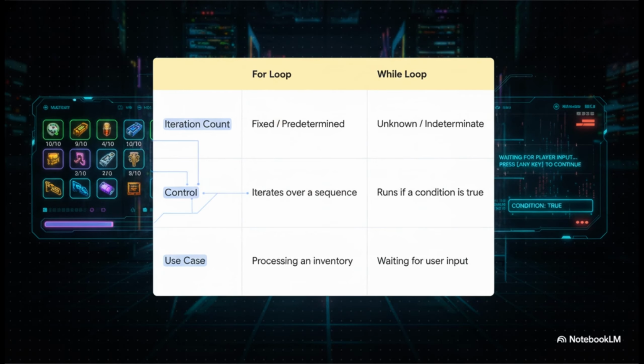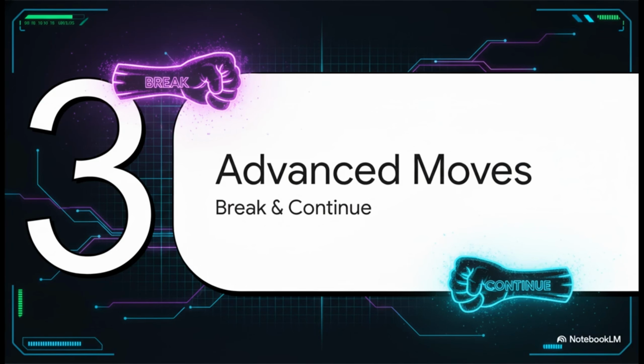The key takeaway is this. For loops are for a fixed number of runs, like going through every single item in your inventory. While loops are for an unknown number, like waiting for a player to finally press a key. One is basically a countdown, and the other is a constant condition check. Okay, now for the advanced tech. Sometimes you need a little more precise control over your loops. That's where 2 special commands come in, break and continue.